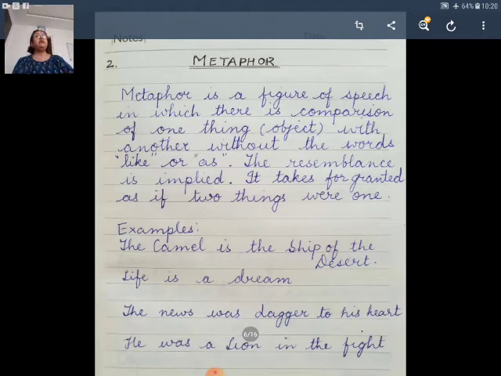Now let me read out what I wrote for you. Metaphor is a figure of speech in which there is a comparison of one thing, that is an object, with another without the words like or as. The resemblance is implied. It takes for granted as if two things were one. Got it? Again I will tell you: the camel is the ship of the desert.